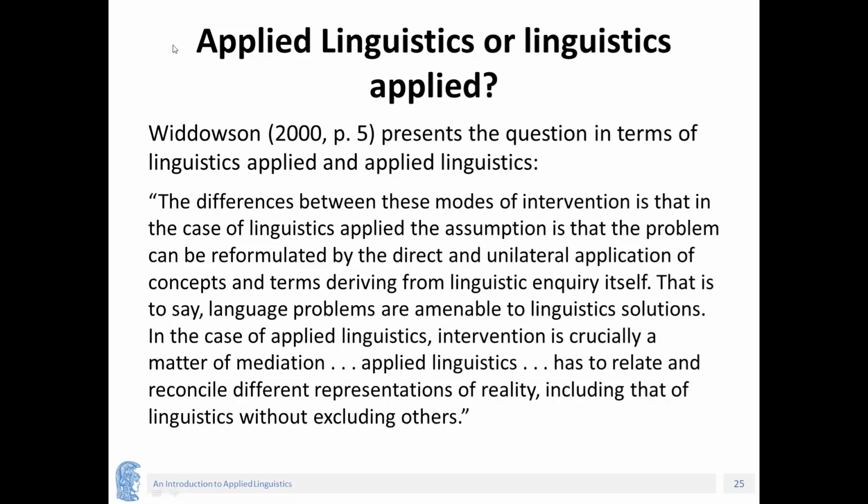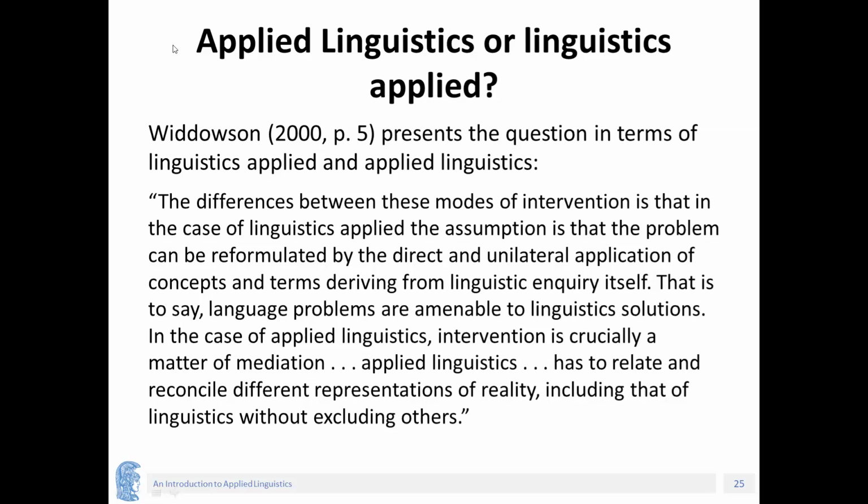Okay, if it is very tough, don't toil your brain. Here it simply says that applied linguistics and linguistics applied are not the same actually. In the case of applied linguistics, intervention is crucially a matter of mediation. So it's a kind of mediation. Applied linguistics has to relate and reconcile different representations of reality, including that of linguistics, without excluding others.